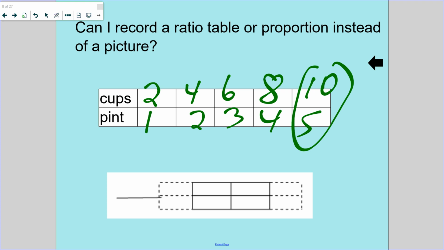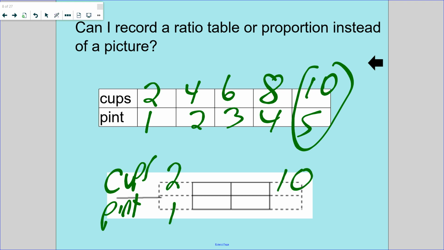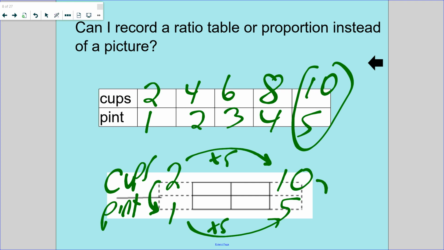Maybe you prefer making something like a proportion. So here's cups, pints. There are 2 cups for 1 pint. If I know I have 10 cups in that bucket, what is the relationship from 2 cups to 10 cups? Times 5, so 5 pints. Or maybe you see an up and down relationship. How do you break down 2 cups to 1 pint? You divide by 2. 10 divided by 2 is 5.